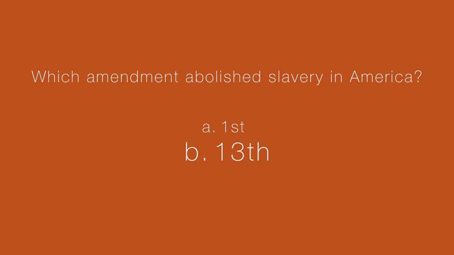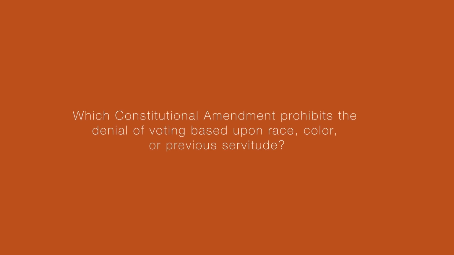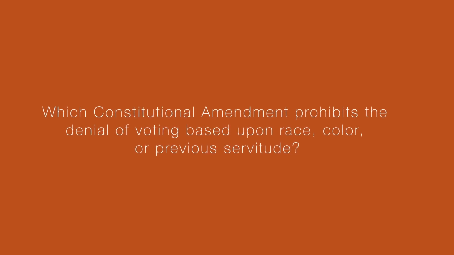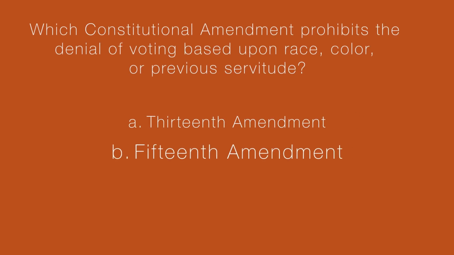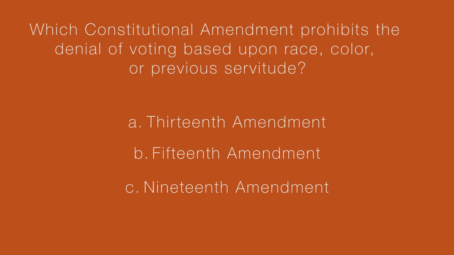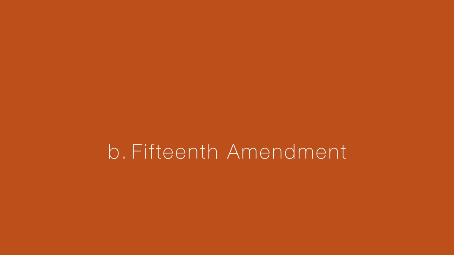Which amendment abolished slavery in America? The 1st, 13th, 16th, or the 17th? Correct answer is B. Which constitutional amendment prohibits the denial of voting based upon race, color, or previous servitude? The 13th Amendment, the 15th Amendment, the 19th Amendment, or the 21st Amendment? 15th Amendment. Answer is B.